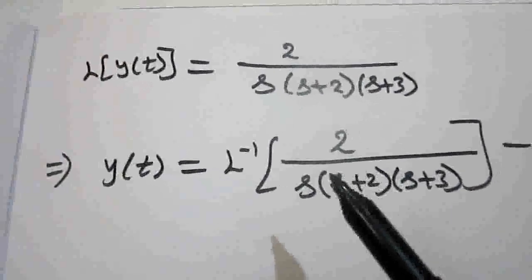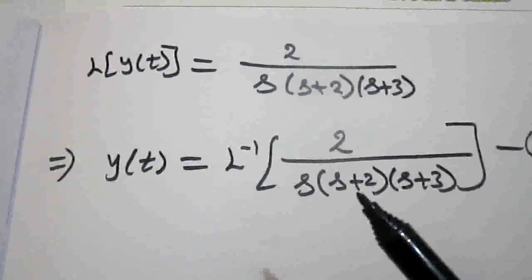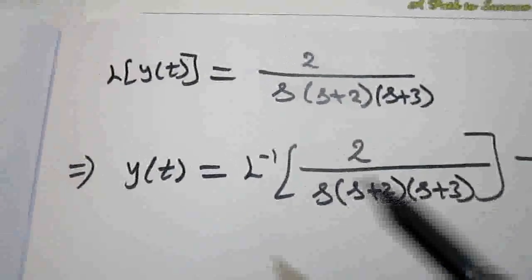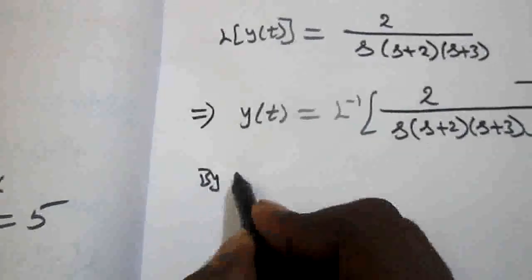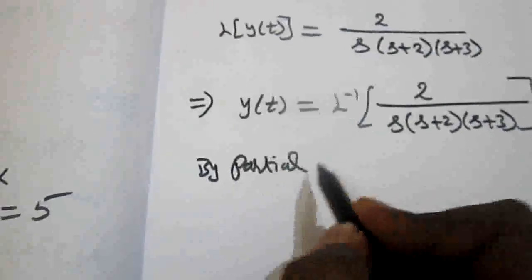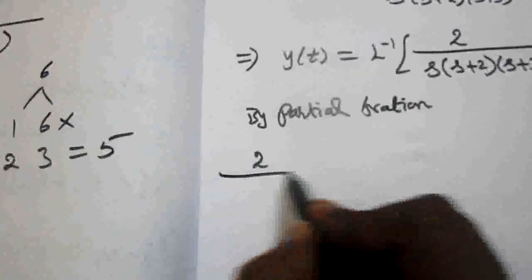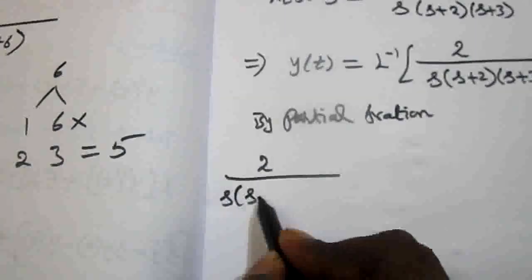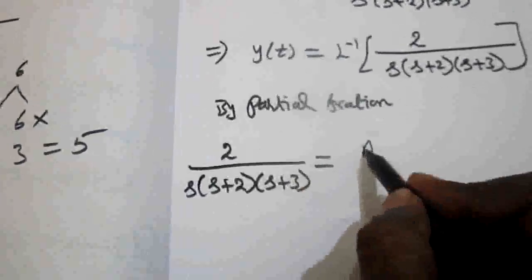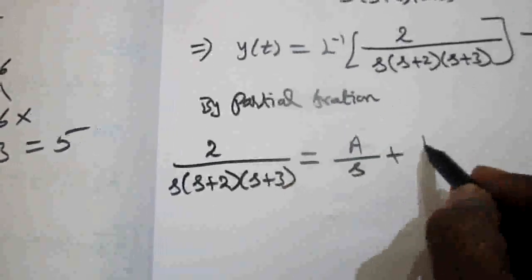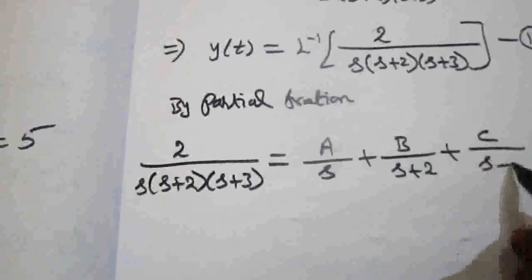So now we can apply the partial fraction method. We have already done the problem, so now I am going to apply the partial fraction method, then we will get the answer of the problem. So by partial fraction, 2 by s into s plus 2 into s plus 3 is equal to a by s plus b by s plus 2 plus c by s plus 3.